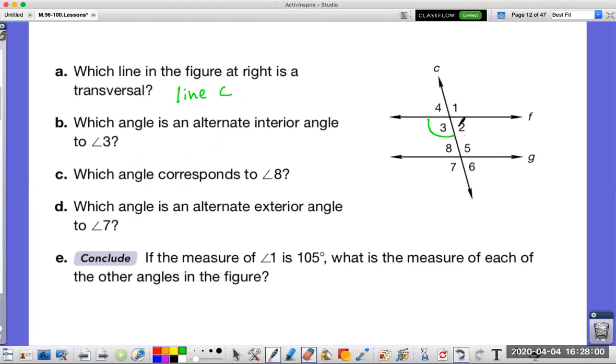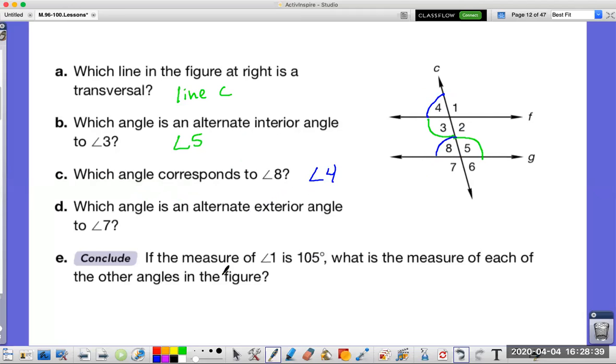Alternate means we're jumping over the transversal. The line C was the transversal, and it has to be on the inside. So that means it's this angle down here. See that? This 3 is the same as this 5, so it's angle 5. Nice job. Which angle corresponds to angle 8? So if we're looking at angle 8, what's the corresponding angle? Angle 4. See how it matches up? They correspond, they are equal.